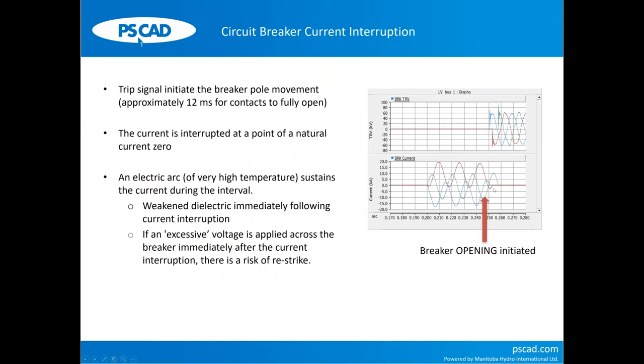And after that point, if you see successful interruption of the current, this is the voltage across the breaker. If you see the green one, for example, that particular phase, after extinguishing the current, you see the voltage here. If this voltage is excessive across the breaker, there can be a chance of restrike. So that's what we are looking at: whether there's a possibility for a restrike.